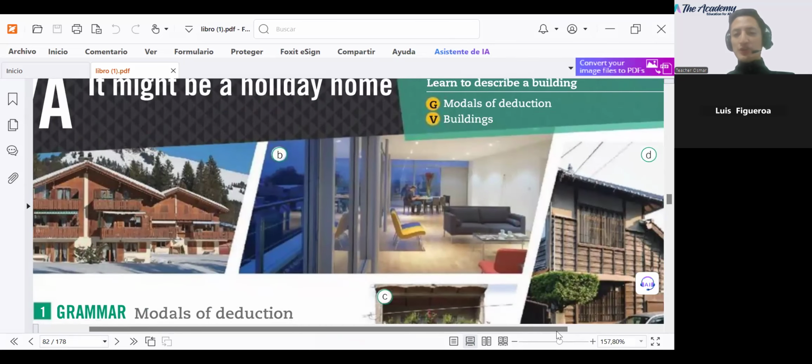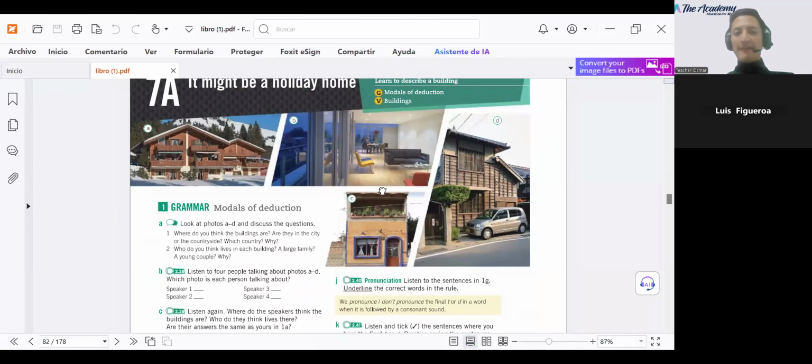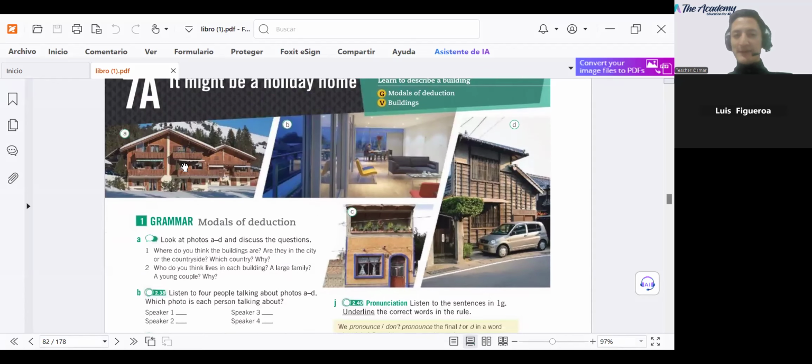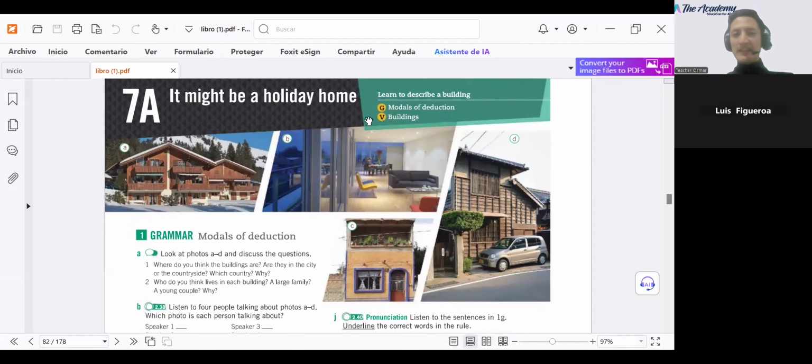So pay attention, Luis, because here we have 4 different pictures of buildings. Letter A, B, C, and D. I need you to please tell me, Luis, according to what you see in the picture, what country, what location do you consider this building is from? Let's start from letter A. Go, Luis, can you see letter A?